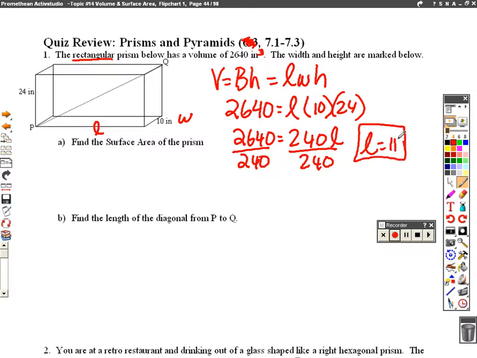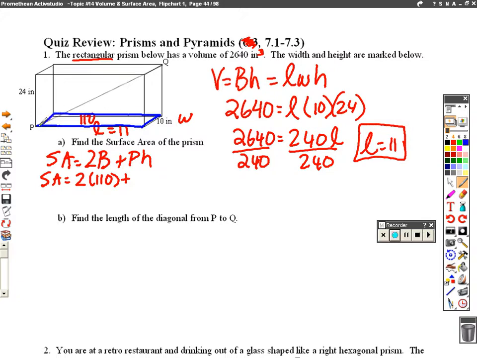Alright, why do we need L? Well, in order to find the surface area, I'm going to use the surface area formula. And the surface area formula is 2 bases plus the perimeter times height. And now we know L is 11, so we can find the perimeter and the area of the base. The base will be 11 times 10, which would just be 110. So my surface area is going to be 2 times 110 plus P, the perimeter of the base. Now the perimeter of the base is going to be 11 plus 10 plus 11 plus 10, which is 22 plus 20, or 42. Times the height of the whole thing, which is 24.